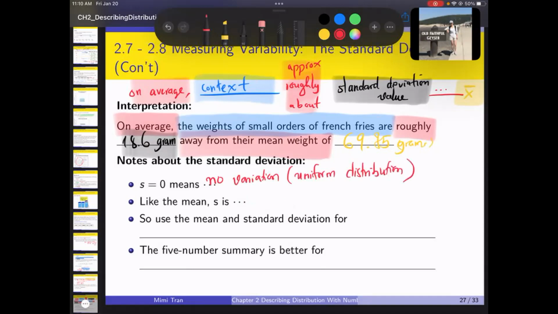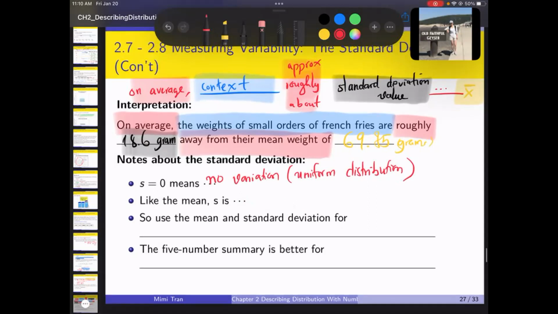Like the mean, standard deviation S is one of the measures, in this case a measure of spread, of a normal curve. Remember the normal curve, that bell curve shape? We use the mean and standard deviation for measuring. The mean is for measuring center. And the spread.